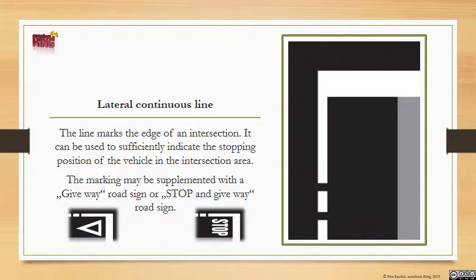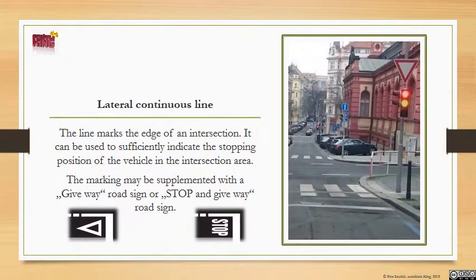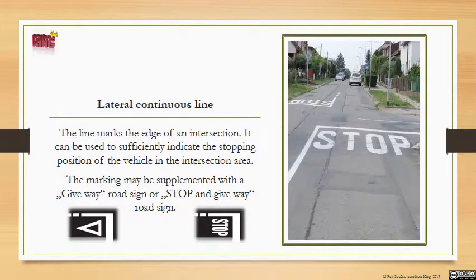A lateral continuous line marks the edge of an intersection. It can be used to sufficiently indicate the stopping position of the vehicle in the intersection area. The marking may be supplemented with a give-way road sign or stop and give-way road sign.